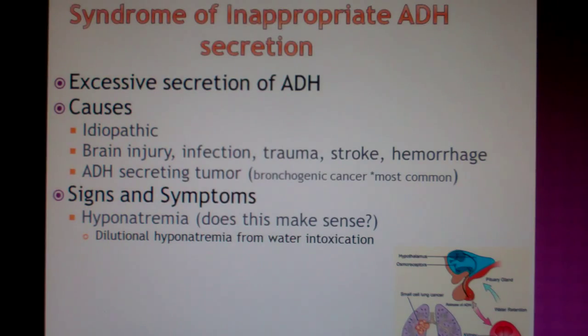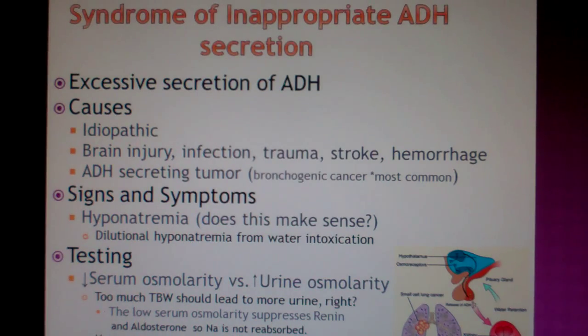Now, if we have too much total body water, we should see a lot of dilute urine, right? But instead, we actually see more concentrated urine. What? What happens is that the increase in total body water raises our blood pressure. The kidneys' JG cells, juxtaglomerular cells, sensing the rise in blood pressure will suppress renin.